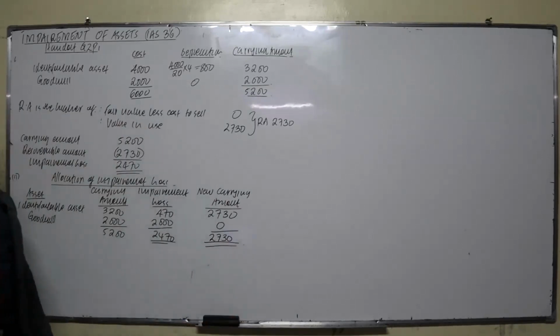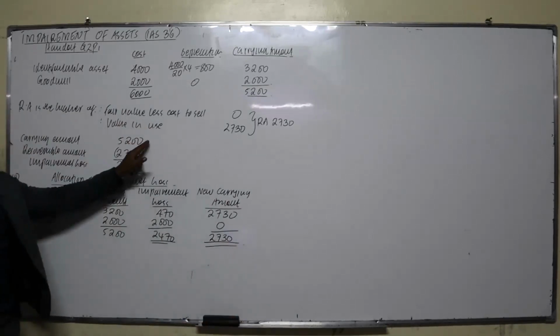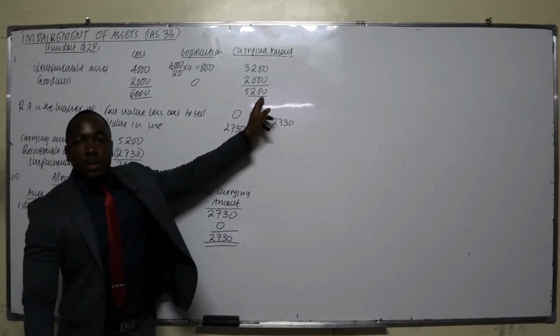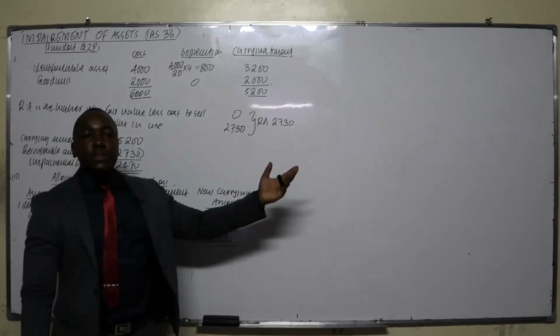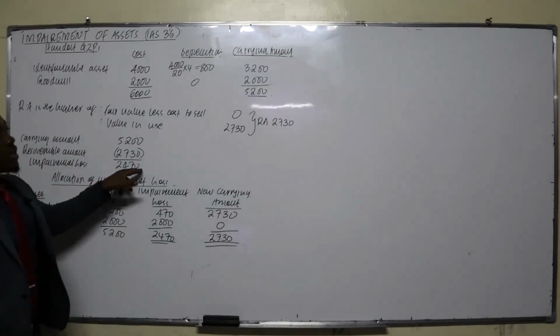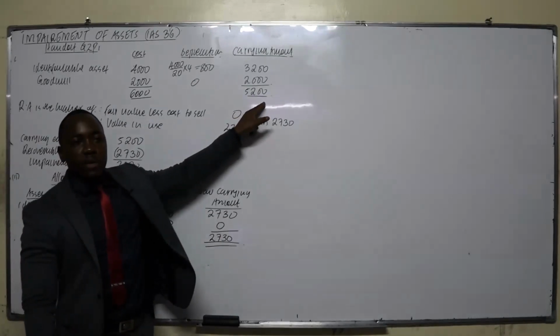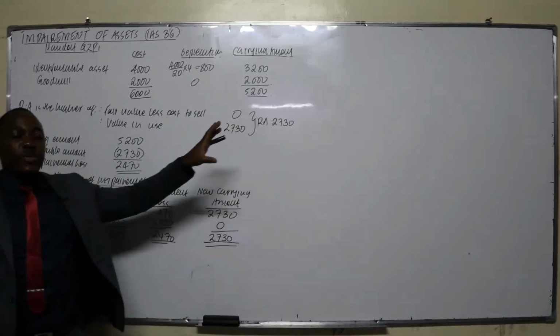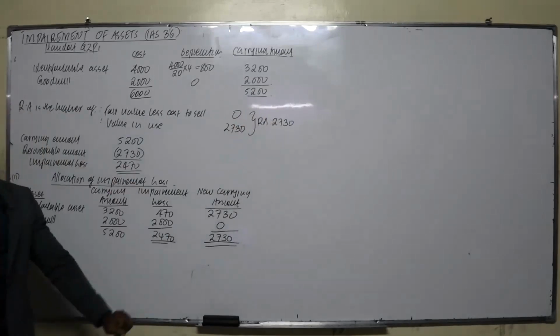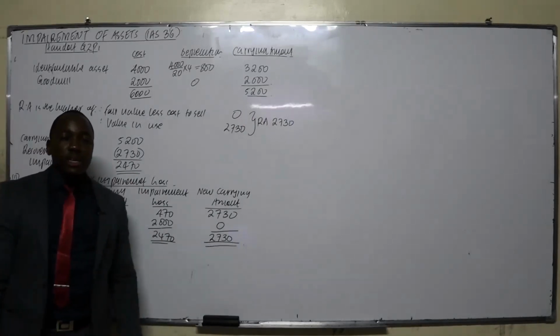This is what I mean. The carrying amount was 5200. Then you recognize an impairment loss of 2470. Now, can you take 5200? 5200, you minus impairment loss for the year 2470. Do you go back to 2730? Yes, good. You can copy now.